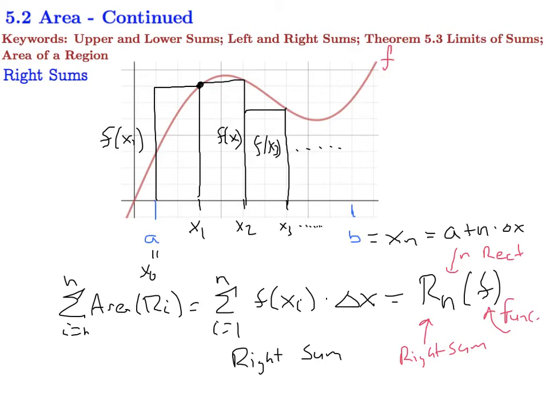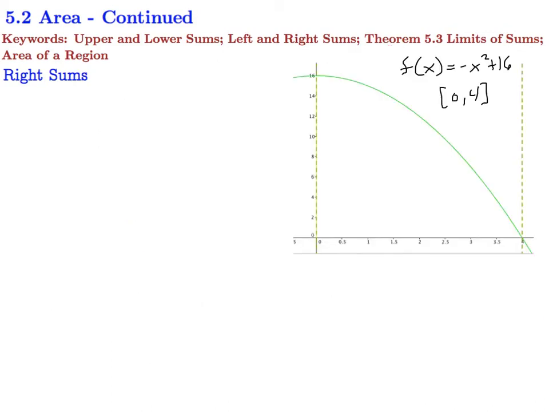So let's look at how this process works for a real function. Let's take the function f of x equals negative x squared plus 16 on the interval 0 to 4. The first thing we want to figure out, step 1, is delta x, that is the width of our rectangles, and this will always be b minus a over n.